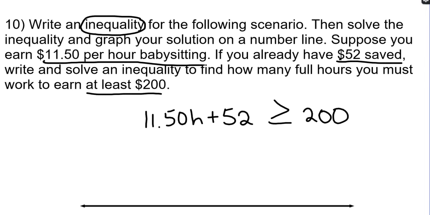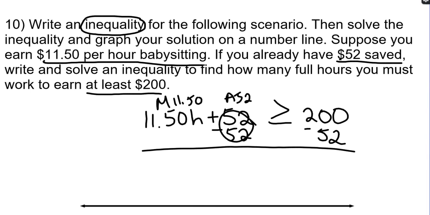Okay, so now we want to solve it. If we think about solving, we think about inverse operations. So we're going to think about what's happening to our variable. What's happening to h? Well, h is getting multiplied by 11.50, and then we're adding 52 to that. So we're going to do the inverse. What's the inverse? Well, the inverse of add 52 is subtract 52. So go ahead and subtract 52.